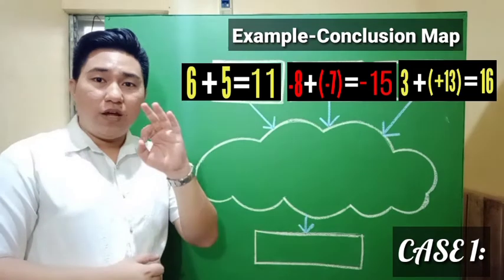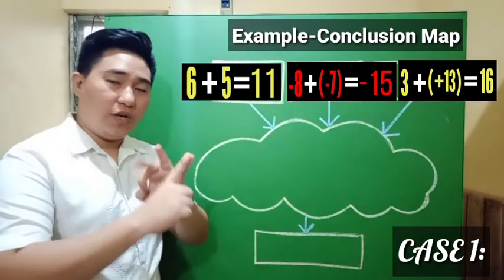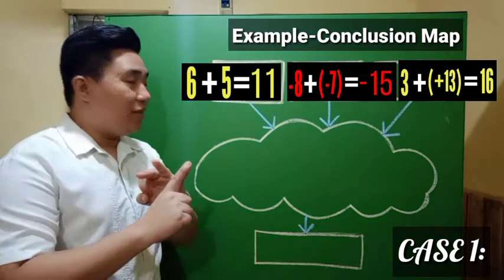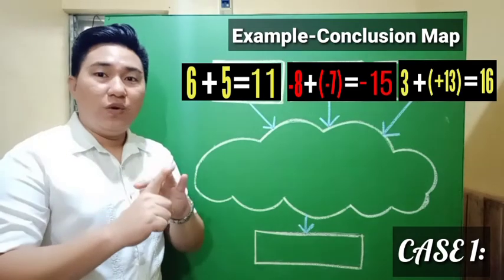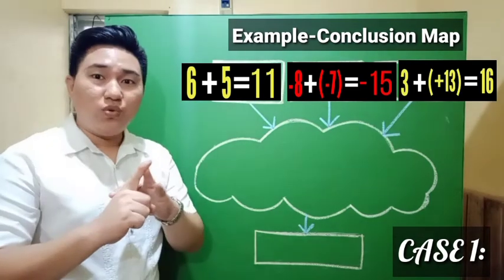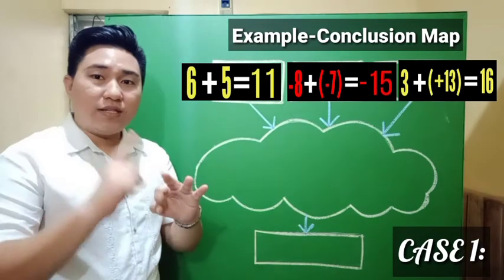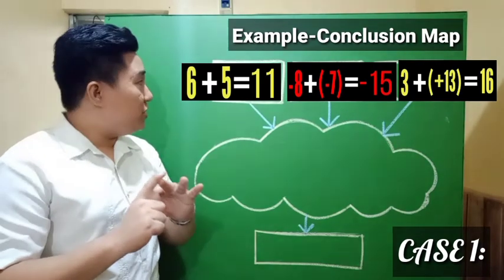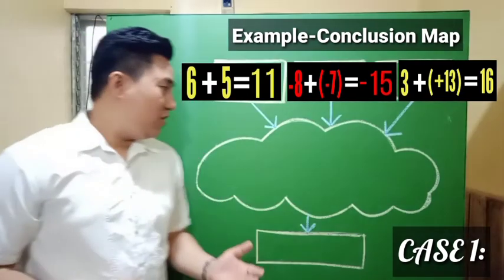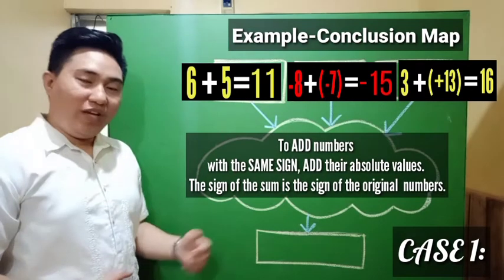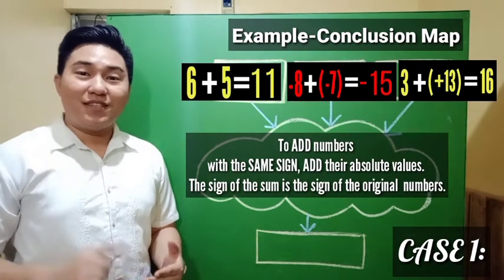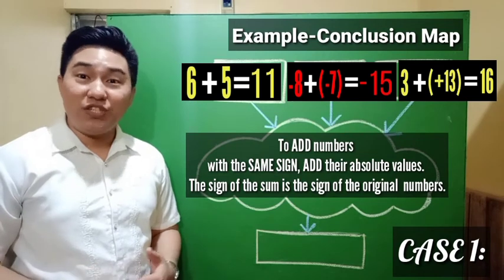So we have here three patterns being observed. First, the numbers being added have the same sign. Second, we get the sum of the two numbers. And the third one, the sign for the result is just the same with the two given numbers. To add two numbers with the same sign, we add their absolute values, and the sign of the sum is the sign of the original numbers.